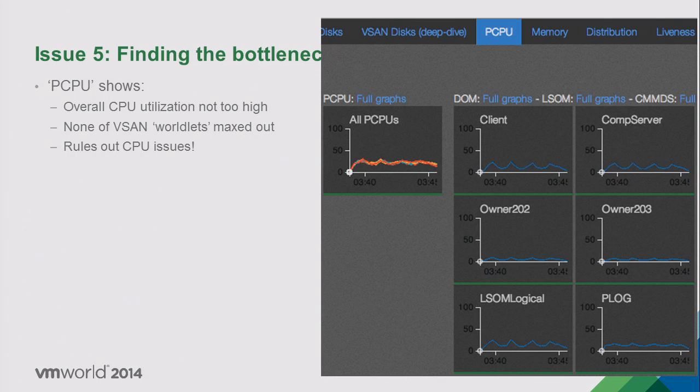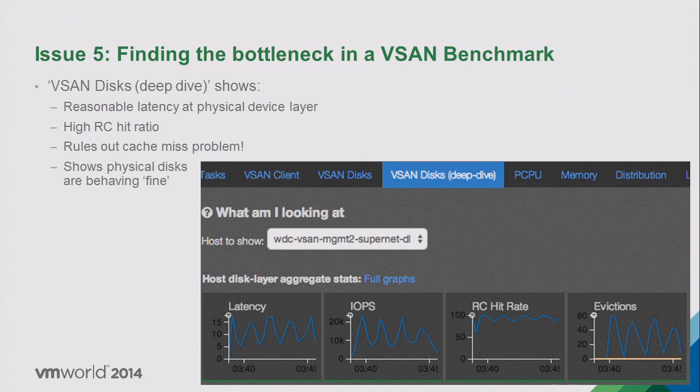And on the right side, you see all the so-called worldlets, the units of consumption where vSAN consumes CPU resources from ESX, from the kernel. And we see that none of them is maxed out. They could all go from 0 to 100%, and none of them is even close to 100%. So that's not the problem. So CPU is also ruled out. I didn't go to the memory tab, but we have a memory tab where you can do the same analysis and figure out, nope, it's not a memory problem. All right, so let's dive deeper.